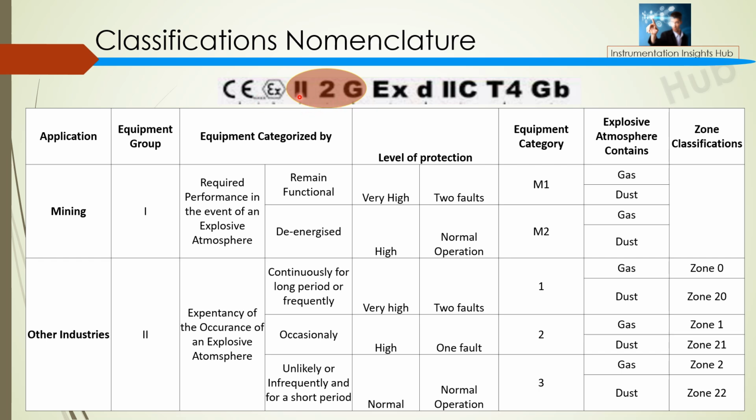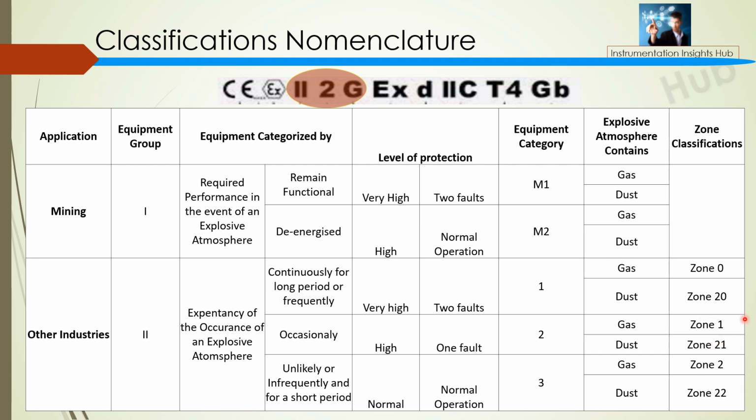So the classification nomenclature: 2G CE Ex, that is clear. The 2 is for other industry, that means non-mining, oil and gas. The category is decided by how long an explosive atmosphere is present, continuously, for a long period of time, or occasionally. Category 2 means the expectancy of the occurrence of an explosive atmosphere is occasional, right? And the level of protection is high, with one fault, that is 2, and G is for gas.